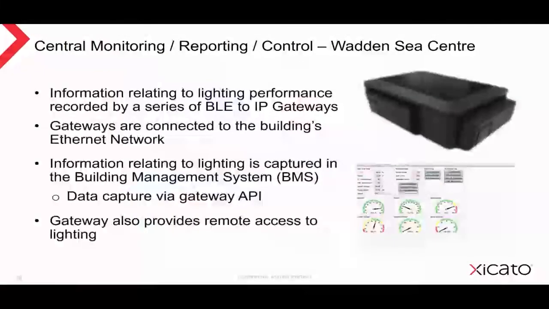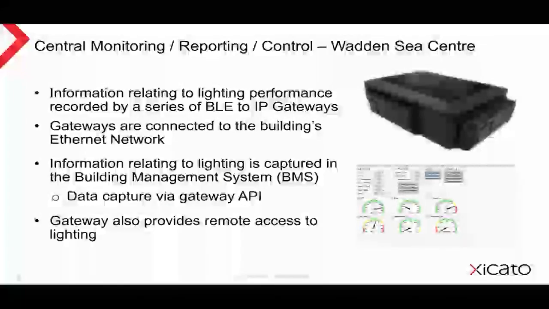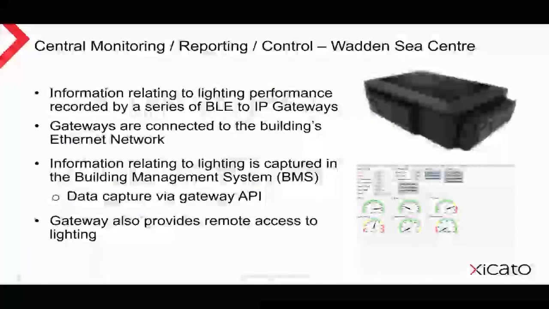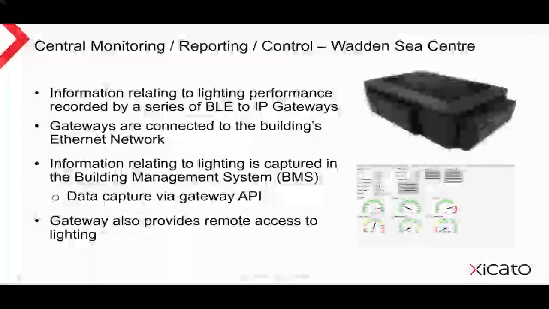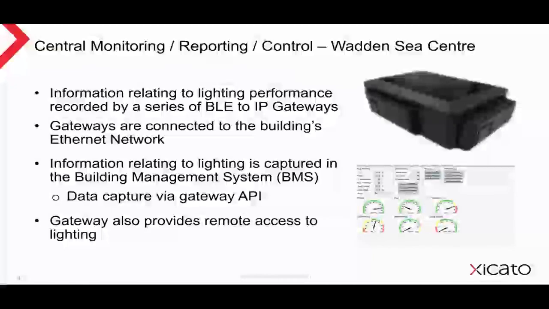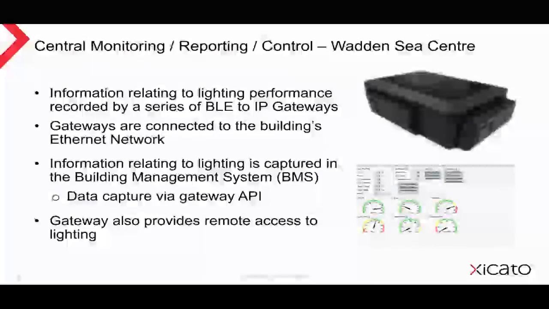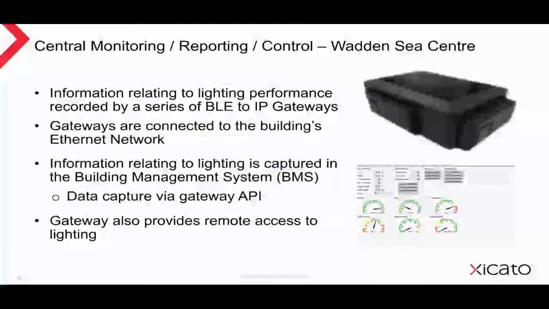In terms of monitoring and reporting, details such as temperature, input voltage, intensity, and lux hours are recorded by a series of BLE to IP gateways, which you can see in the top right box of the screen. These gateways are connected to the building's Ethernet network along with the building management system. The information related to the lighting performance is captured and reported into the building management system via the gateway's application programmer interface. The gateway also provides remote access to the lighting control system.